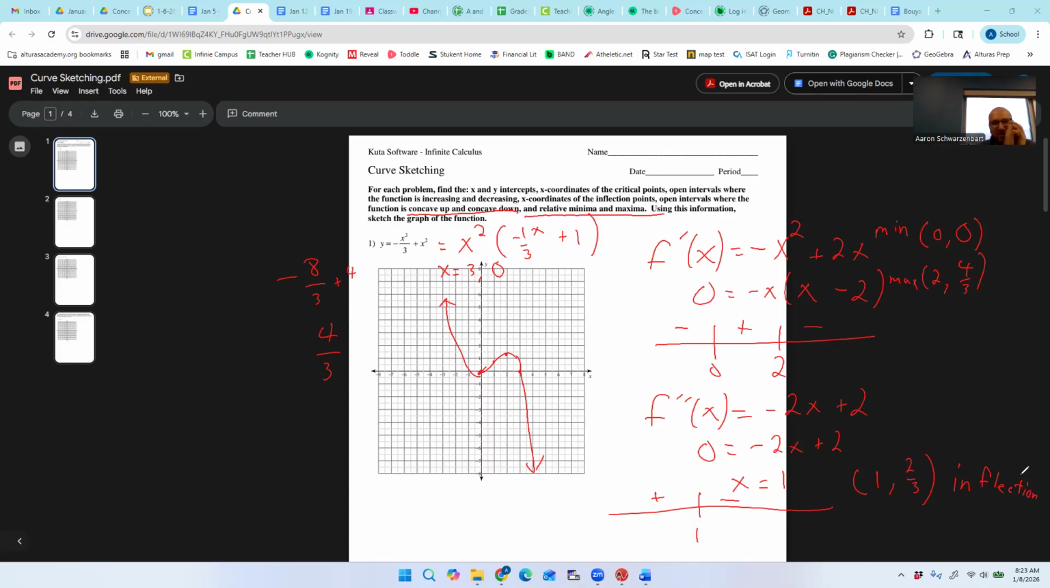Like this, I could have made a pretty rough sketch of this with just my pre-calc knowledge. Knowing it was a negative cubic, I would not have had the maximum point, and I wouldn't have had the inflection point, but I could have gotten pretty darn close without any of this. But this confirmed that it's got to bounce off there at 0, 0. This one gave me the max. This one gave me the inflection point, which was halfway between the max and the min, which is pretty common.